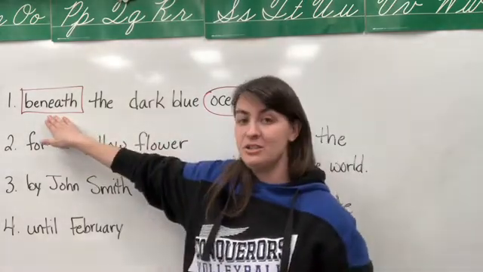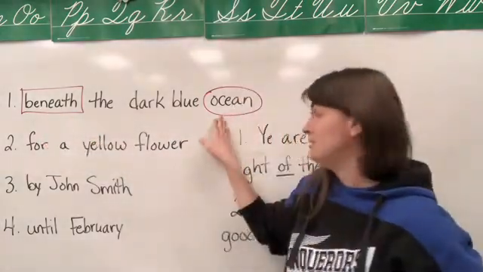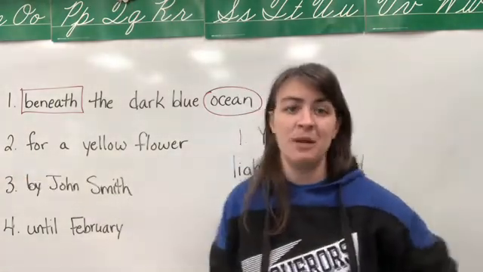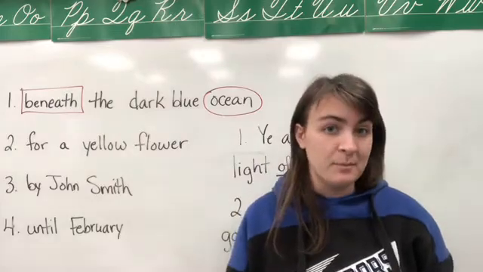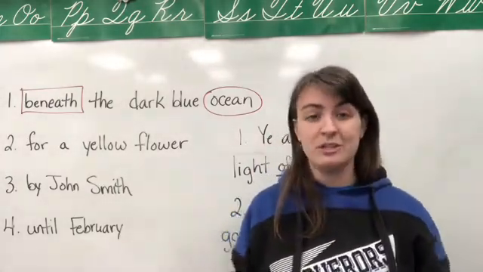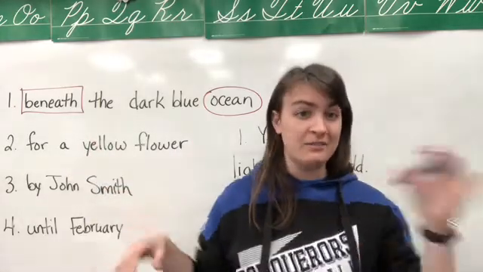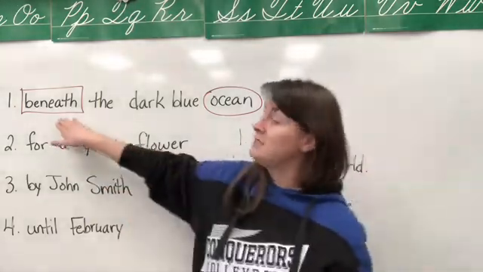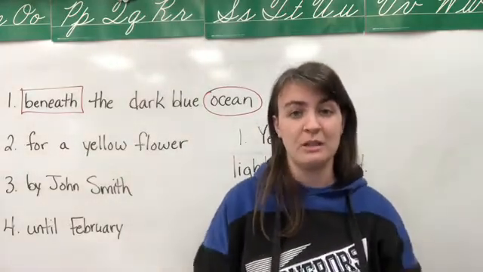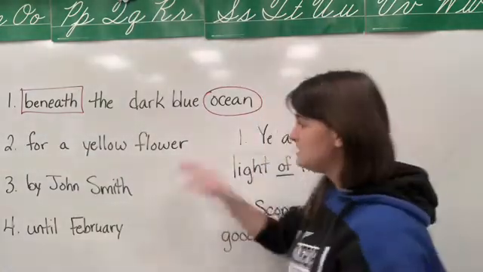Beneath is the preposition that would be connecting the word ocean, the object of the preposition, to something earlier in the sentence. Maybe it would be they swam beneath the dark blue ocean. That's showing the relationship between their swimming and the ocean. It's saying that they're swimming beneath the ocean instead of on the ocean or in the ocean. It's showing that relationship.